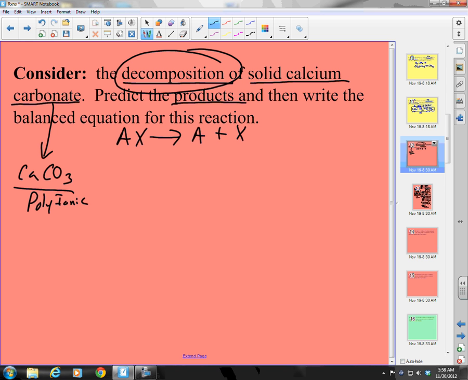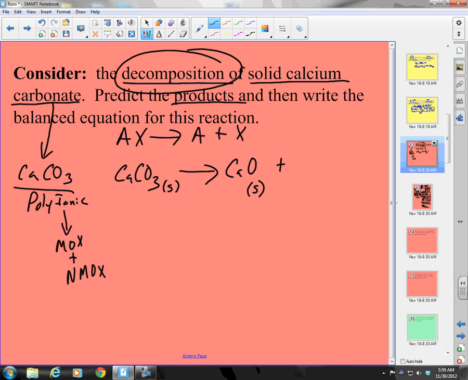And what happens to polyatomic ionics when they are heated? When they decompose, they are going to form what? A metal oxide plus a non-metal oxide. So I'm going to take my calcium carbonate, solid, and break it into a metal oxide, CaO. Remember, calcium is a +2, oxygen is a -2 when they form ions, so it's a 1-to-1 ratio. And what's left over here? CO2, and CO2 is a gas. Woohoo! Wunderbar!